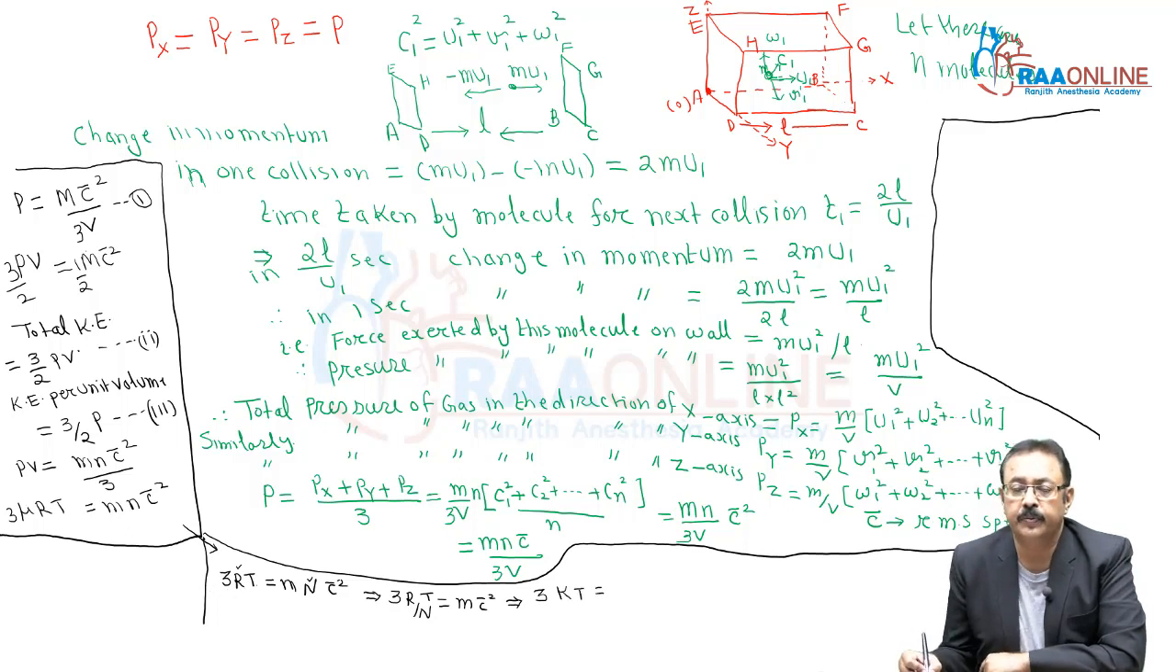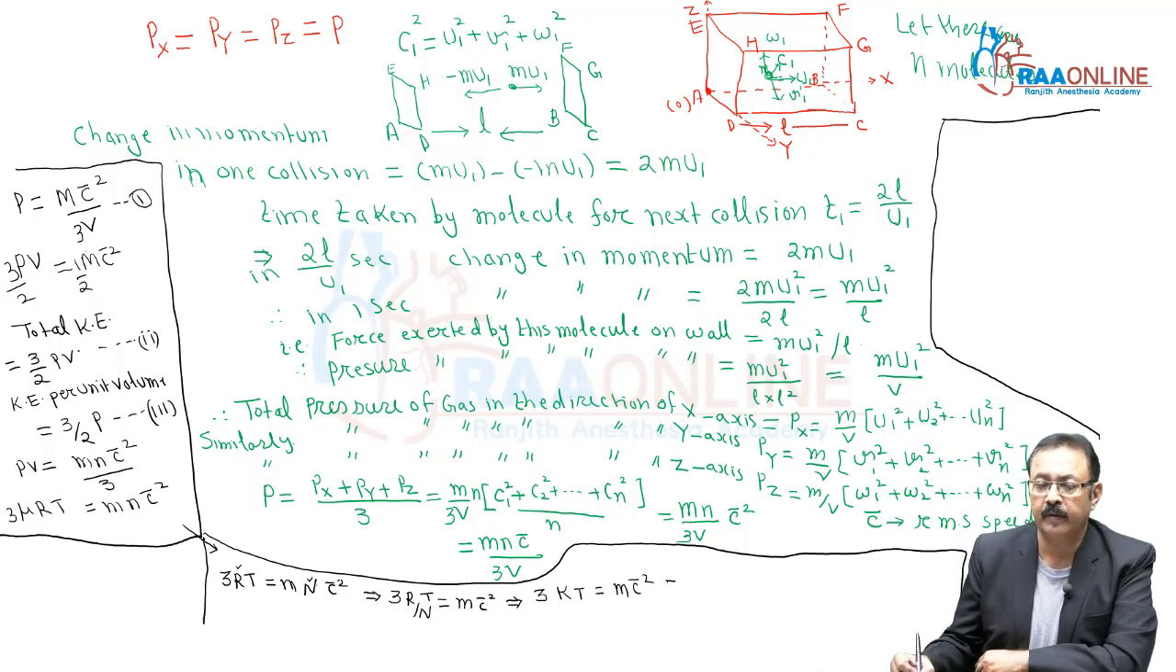is equal to M C bar square. Divide both sides by 2. What are we going to get? Again one important result: 3 by 2 kT is equal to half M C bar square. A fourth important result.